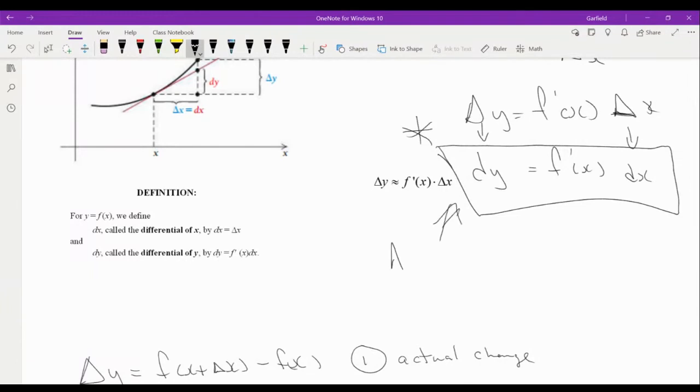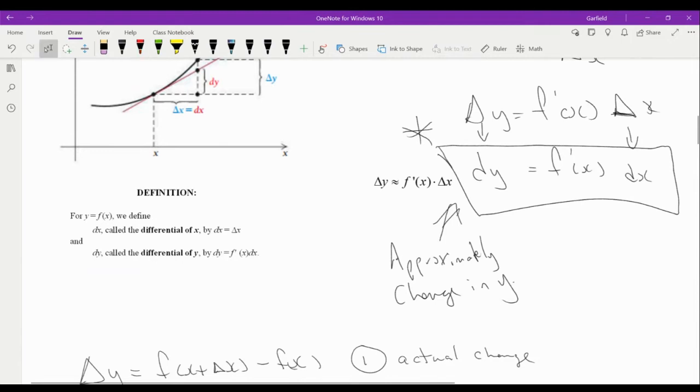So can you repeat when you would use the second formula? And the first formula was to find delta y, correct? Yeah, which is the actual change in y. Okay, and this. All right, and they'll tell you.